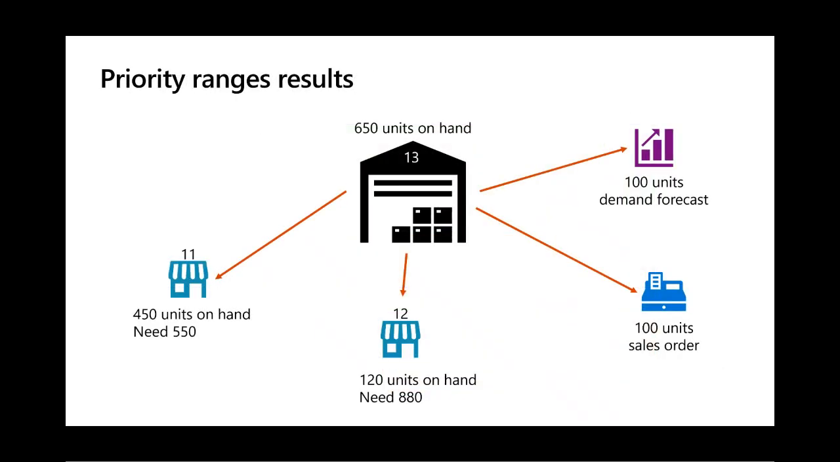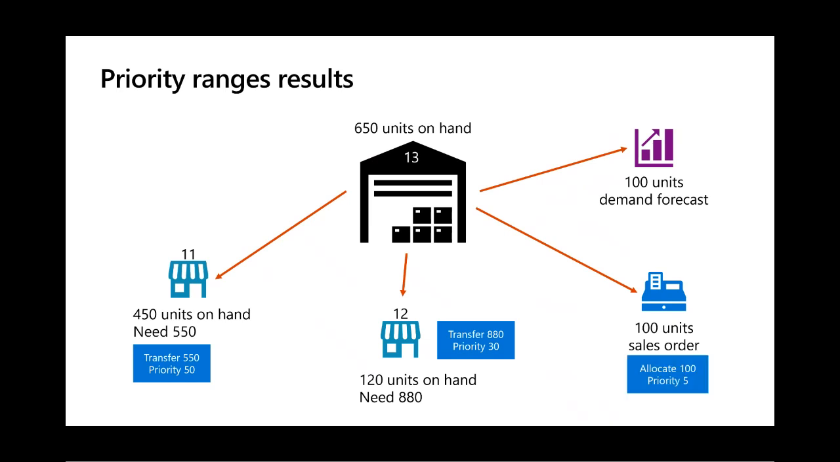So in this case, 450 units on hand falls into that orange bucket, so we'll get a transfer requirement of 550 with a priority of 50. In warehouse 12, 120 units on hand is between 0 and our minimum, so we'll get a transfer quantity of 880 with a priority of 30. Our sales order gets a priority of 5 again, and our demand forecast gets a priority of 60.